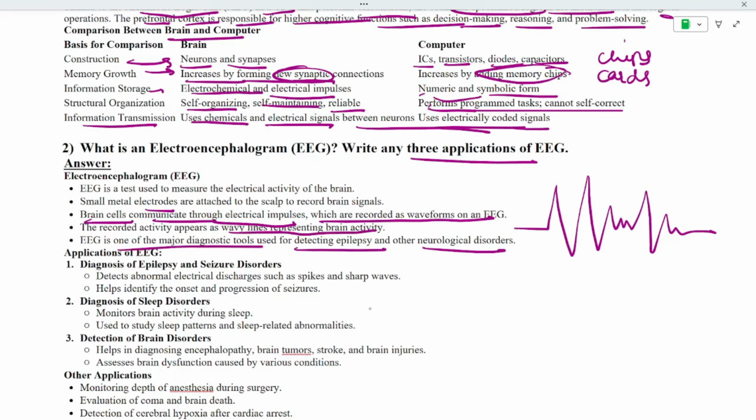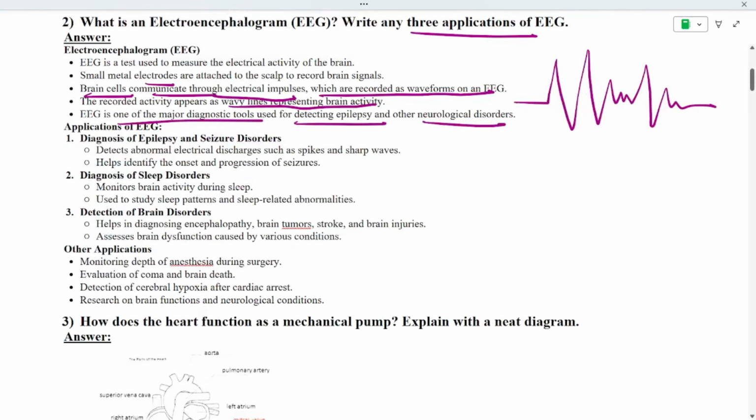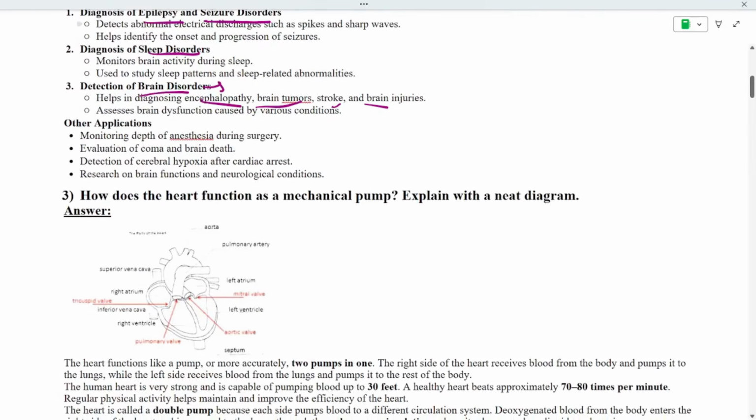It is also one of the major diagnostic tools. It is applied for diseases like epilepsy and seizures, sleep disorders, and brain disorders such as brain tumors, stroke, brain injuries and encephalopathy. It is also used to monitor the depth of anesthesia during surgery, evaluate coma and brain death, detect cerebral hypoxia after cardiac arrest, and for research on brain functions and neurological conditions. They also use this EEG.